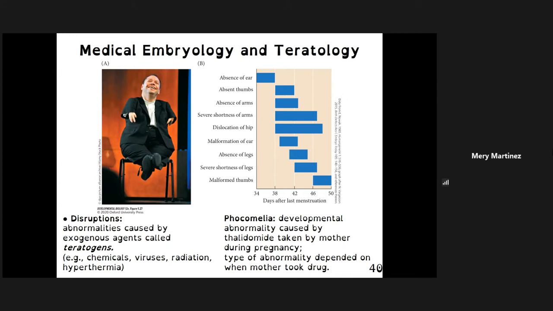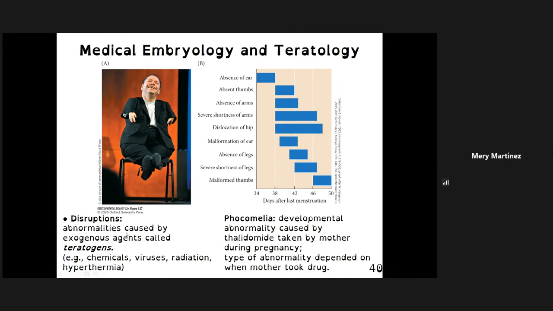So this disruption is going to cause different abnormalities that are caused by exogenous molecules called teratogens. Some can be chemical, some can be viruses, some can be exposure to radiation, hyperthermia, for instance.